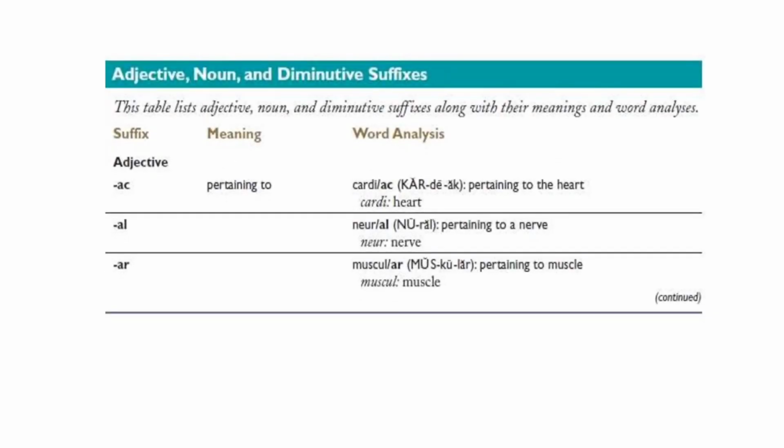Now we will see various adjective, noun and diminutive suffixes. So the adjective suffixes are ac. Ac means pertaining to, and al that means also pertaining to, and ar which also means pertaining to. And the word analysis for the adjective suffix ac is cardiac, which means pertaining to the heart. Then the word analysis for the adjective suffix al is neural, that means pertaining to the nerve. And the word analysis for the adjective suffix ar is muscular, that is pertaining to the muscle.